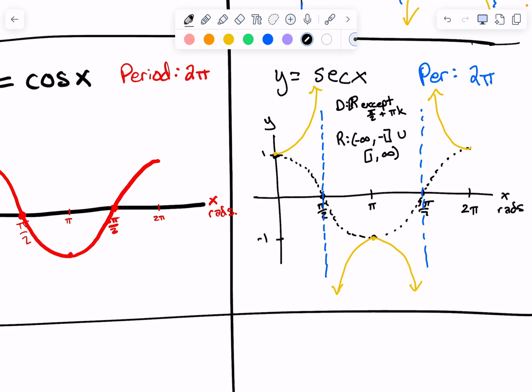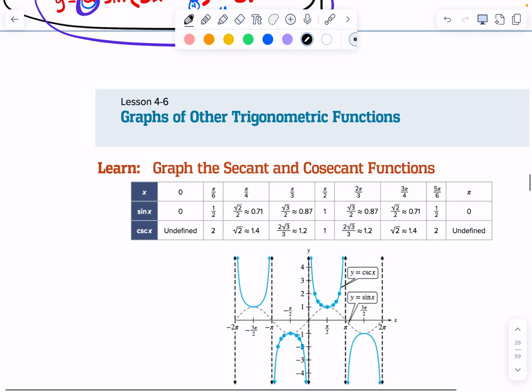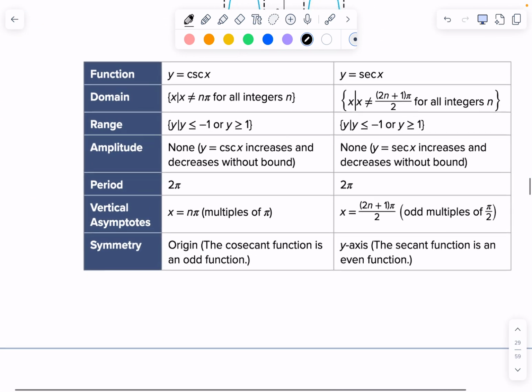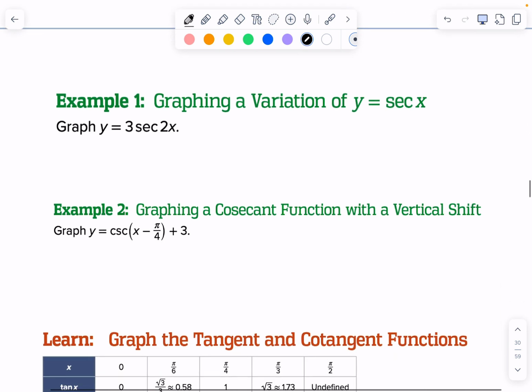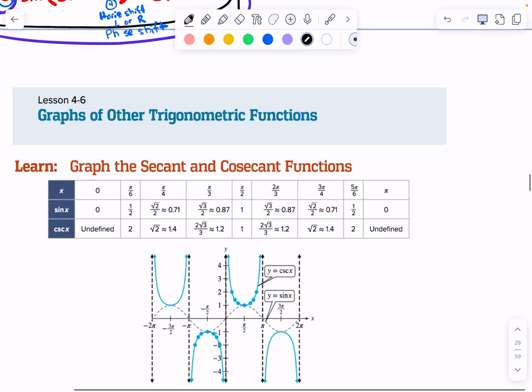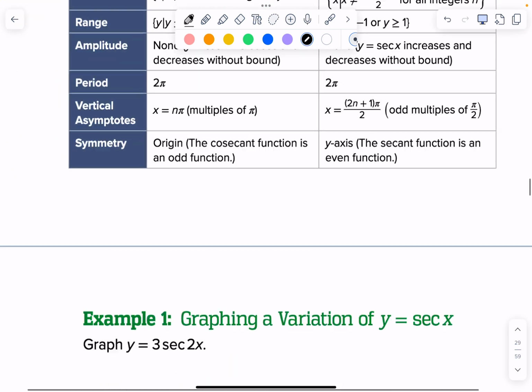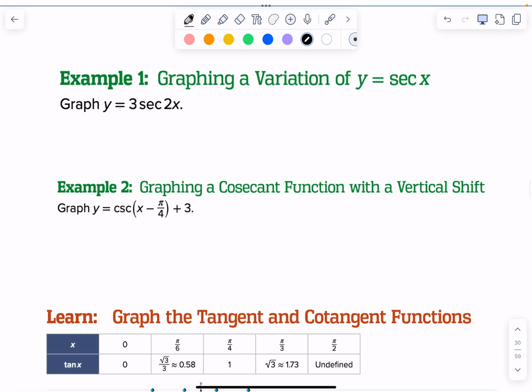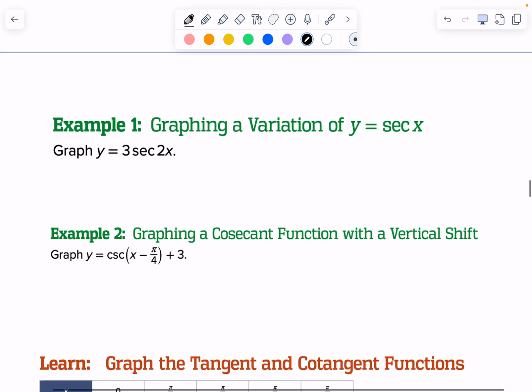Okay, let's do example 1, and then we'll be done. Example 1 is actually on the second page. So we've done all this stuff, we know what's going on here. We'll do example 1 and example 2, and then we'll stop before we get to tangent.